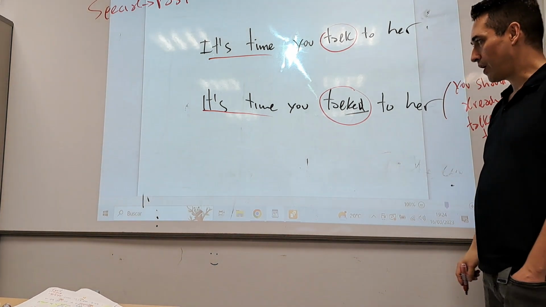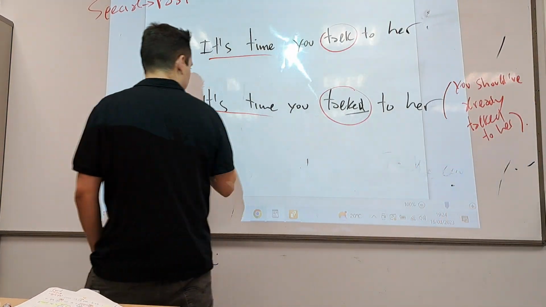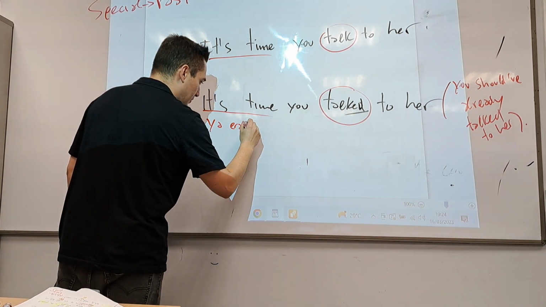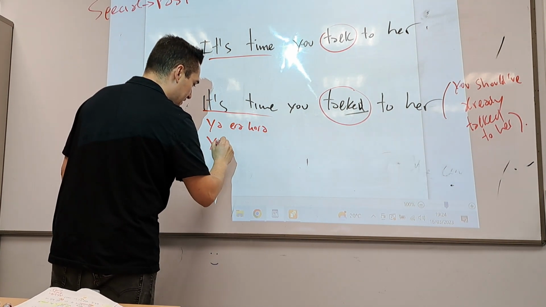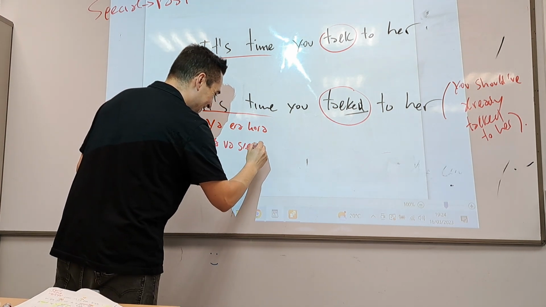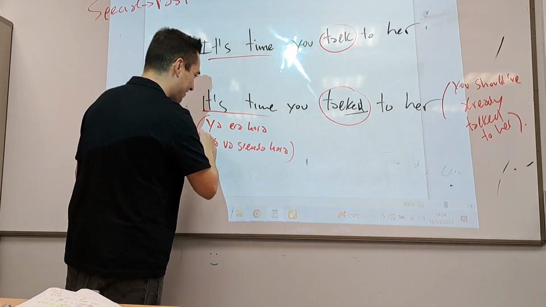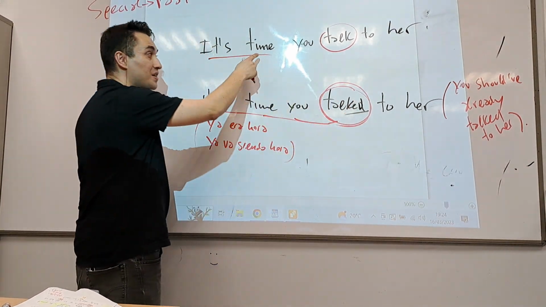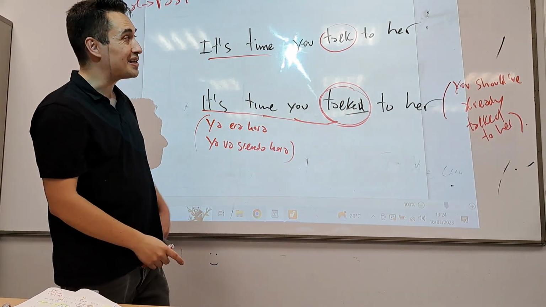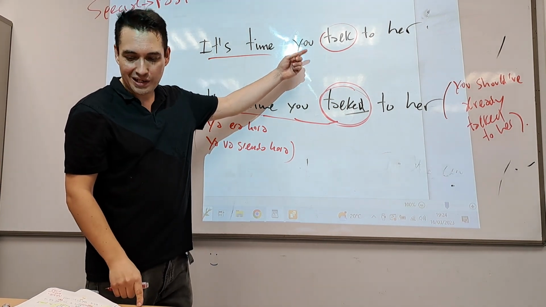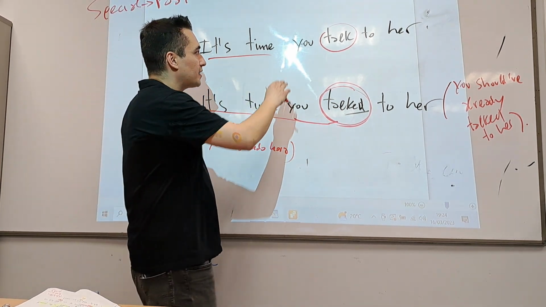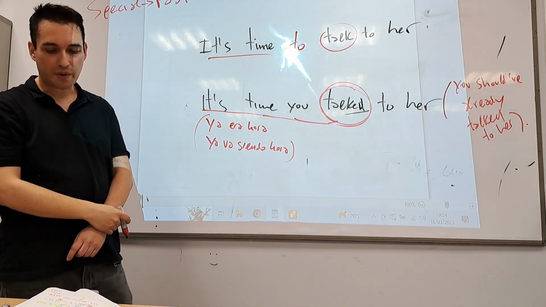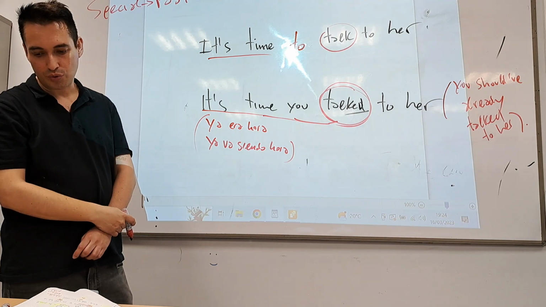It's time you talk to her. This one, I would translate it in Spanish as ya era hora or ya va siendo hora. Something like that. It's time you talk to her, because it's together with the past. This one, to be honest with you, sounds a little bit weird to me. I don't like it. I would say something like, it's time to talk to her. That sounds better to me.